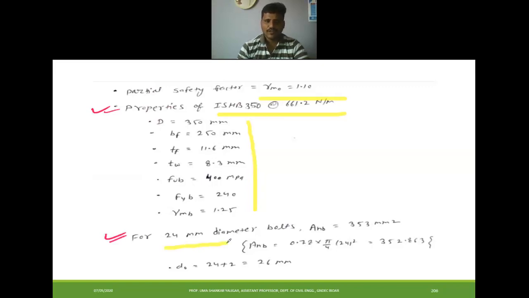Okay, and he has given 24 diameter bolts. Therefore, A and B is equal to what? 353 square. Okay, you know what is A and B? 0.78 into pi by 4 into your diameter square. This will get it as 352.86, but here I have taken as 353 square. And hole diameter is equal to what? 24 plus 2, it is 26.